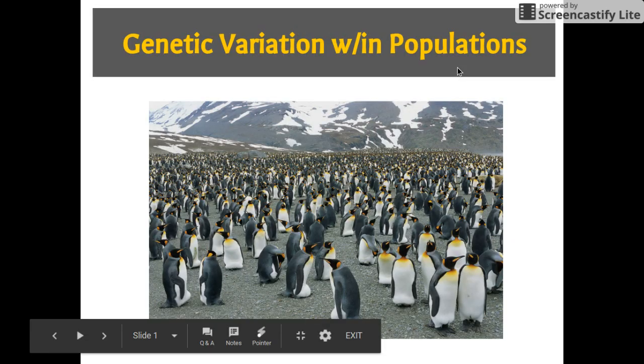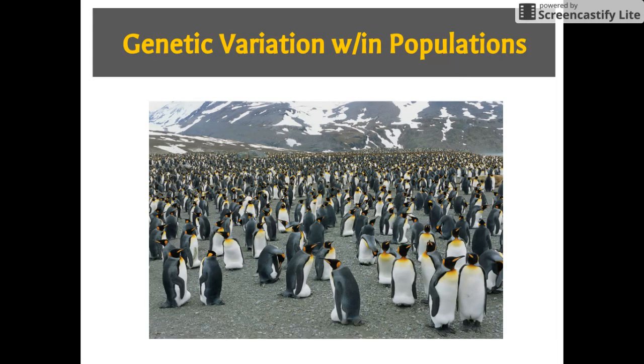Hey y'all, these are the notes for genetic variation with populations. We've talked about the importance of genetic variation, and if you don't have variation, then populations, when exposed to environmental changes, may not be able to survive and go extinct. So let's look at how genetic variation occurs.